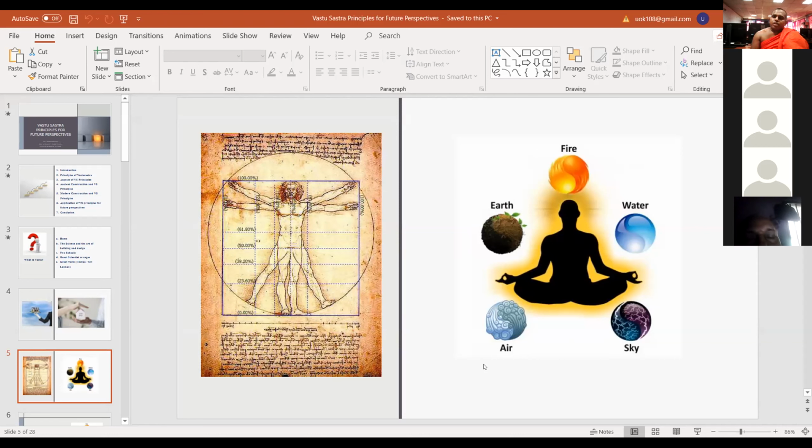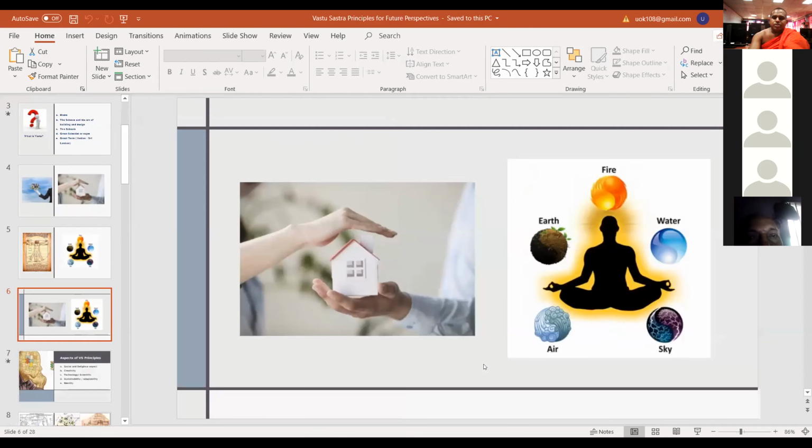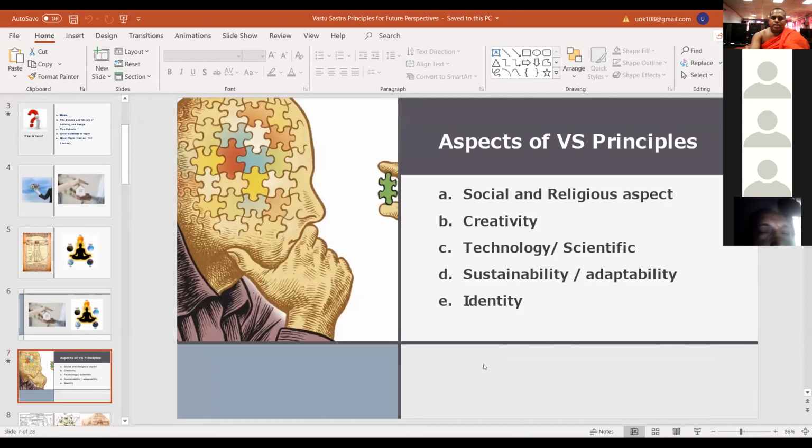So I categorize these Vastushastra principles into 4 aspects. We can clearly see these 5 factors in Vastushastra principles.